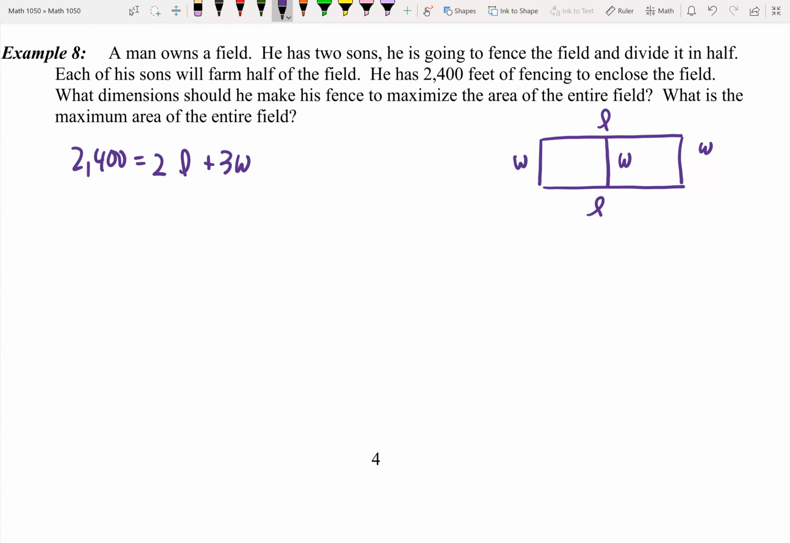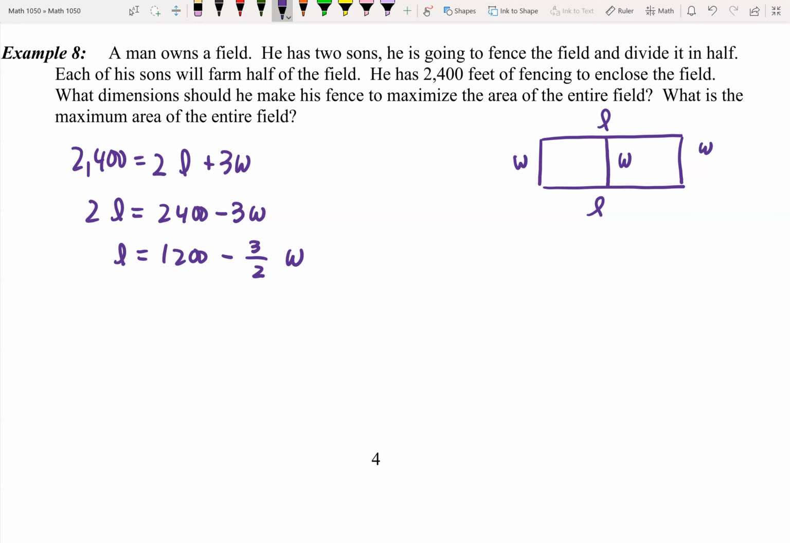Divide by 2. So you have L equals 1,200 minus 3/2 W. Now, I don't really like that 3/2. Okay? If you push 3 over 2 in your calculator, what do you get? It's 1.5. Is it exactly 1.5? Yes, it is. So if it's exactly 1.5, let's make it 1.5.